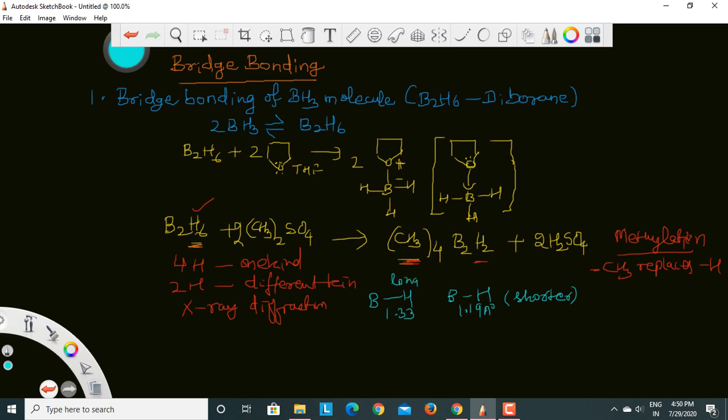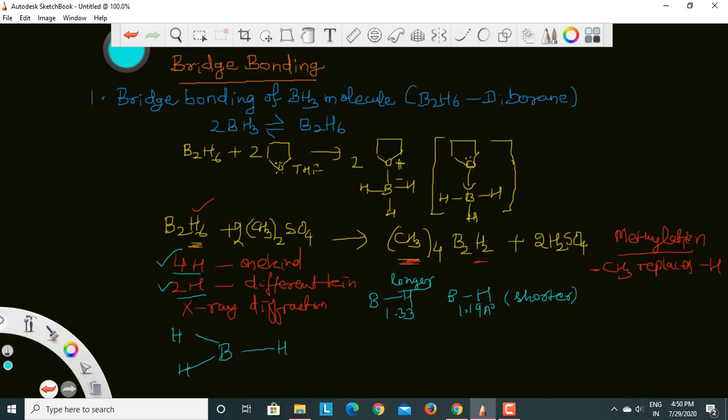So that means 4 hydrogen of one kind and 2 hydrogen of another kind. Out of 4 hydrogen, either the 4 hydrogen-boron bonds must be longer, and the 2 hydrogen bonds might be longer or shorter. We don't know what the hybridization should be. Now let us try to draw the structure of BH3. We can draw the Lewis structure of BH3 like this. You have studied this in valence bond theory.